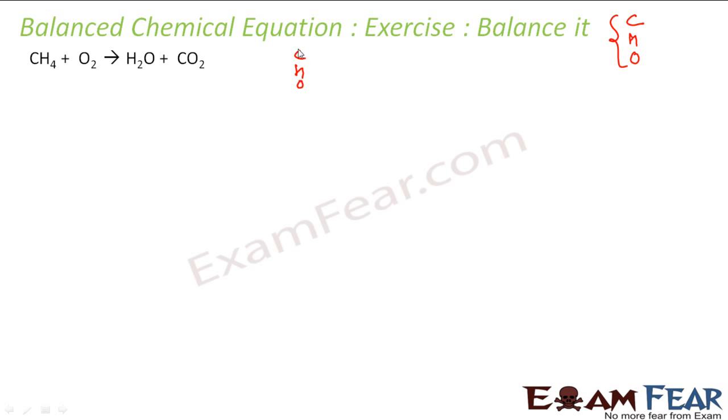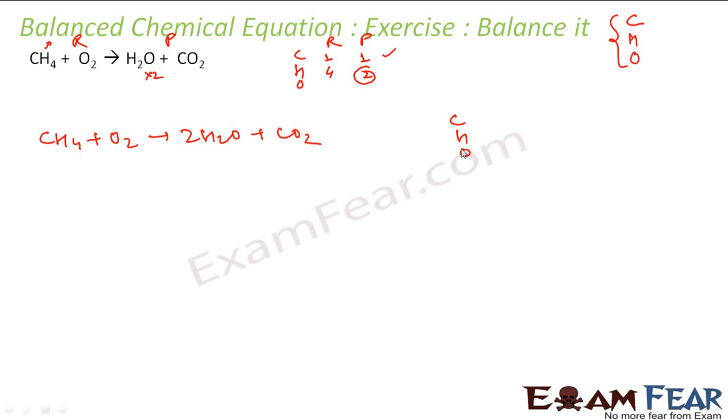So CHO I have to check. This is the reactant, this is the product. This is my reactant side, this is my product side. So in reactant side I have 1 carbon, and product side I have 1 carbon. Carbon is balanced. Next check hydrogen. There are 4 hydrogens here. There are 2 hydrogens here. Correct. That means this is not balanced. So I have to multiply this guy with 2. Correct. So I'll get 4 hydrogens. So the new equation I'll get is CH4 plus O2 is equal to 2H2O plus CO2. Please note I'm not changing this formula, but I'm just multiplying this number.